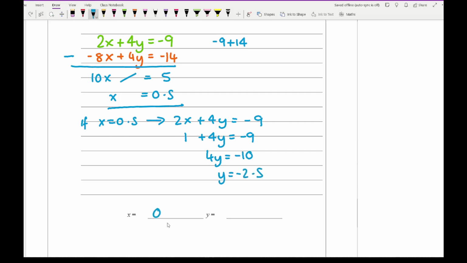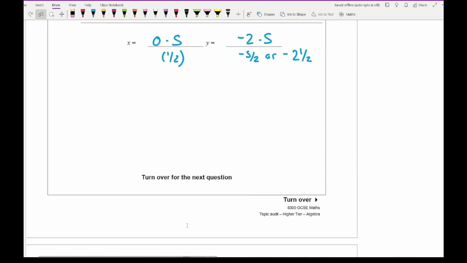And there are my two values, which if you wanted to, you could give as a fraction. So it'll be a half, and that will be minus 5 over 2, or minus 2 and a half. So any of those would be absolutely fine.